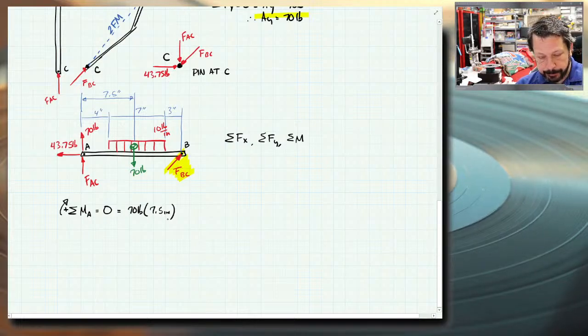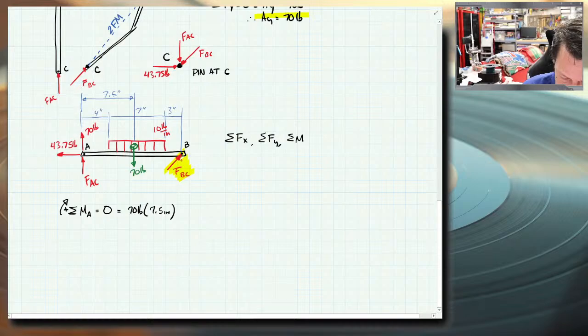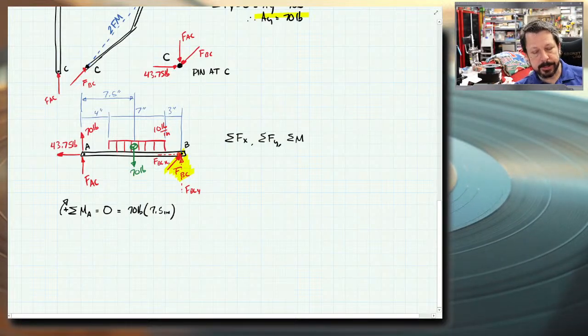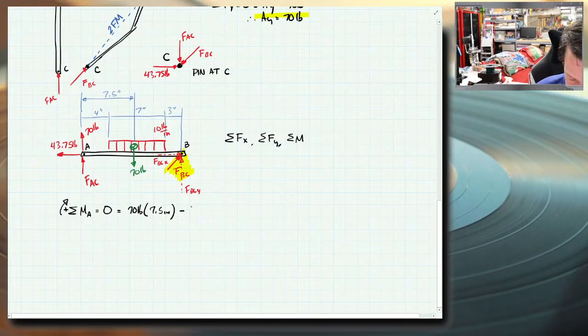FBC is at an angle. So we will break it into a FBCY and a FBCX. The X line of action intersects point A, so I don't have to worry about it creating a moment about point A, but the Y component has a 14-inch moment arm, so we do need to worry about that. It would go around counterclockwise, so it is a negative FBCY times 14 inches. Those have to add to 0.